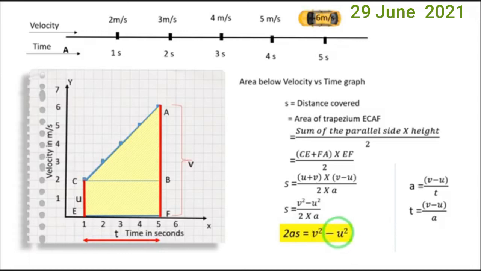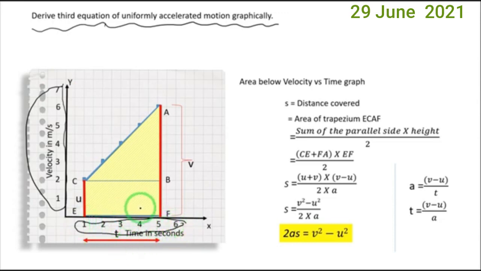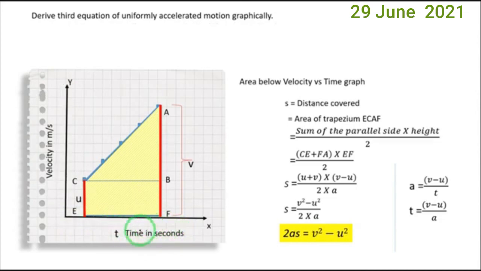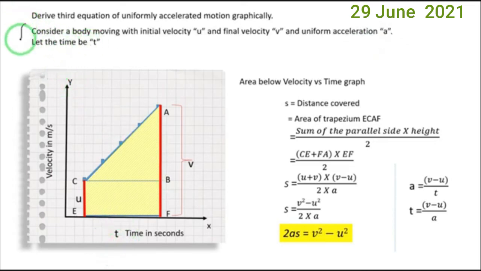Now when you are asked to prove this equation using a graph, let's say you are asked to derive the third equation of uniformly accelerated motion, you need not write all these numbers here, just draw the graph. These values are not required; we have taken them just to be familiar with the graph and understand better. You can simply draw the graph, but you have to mention what U, V and T are. Consider a body moving with initial velocity U and final velocity V with an acceleration A. So our U, V and A conditions are over. What is left is T. So let the time be T. Always remember, you have to first assume this.